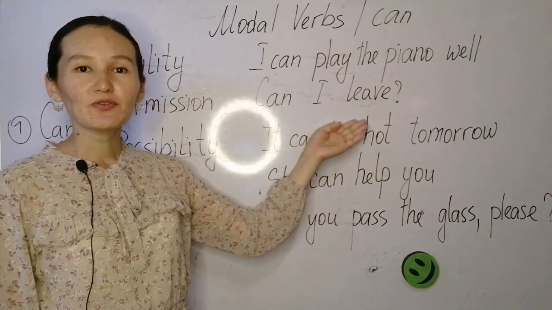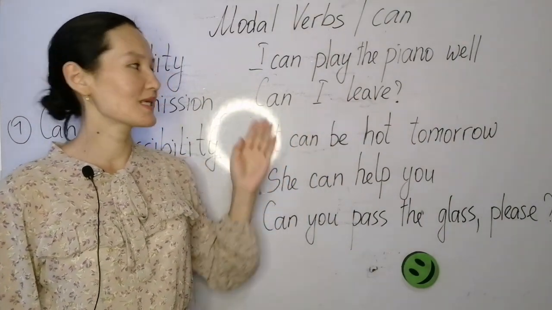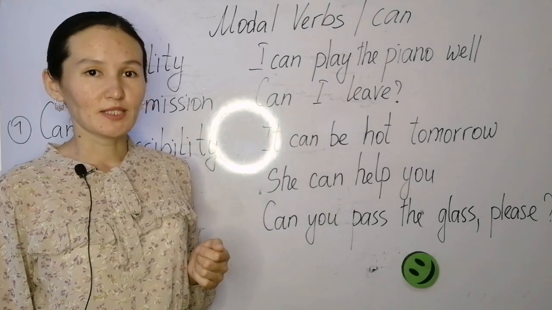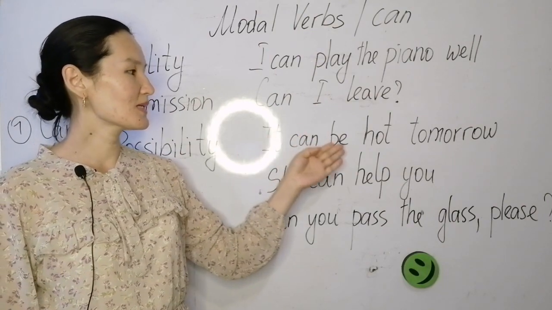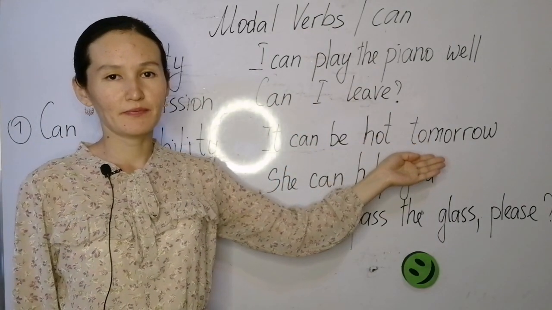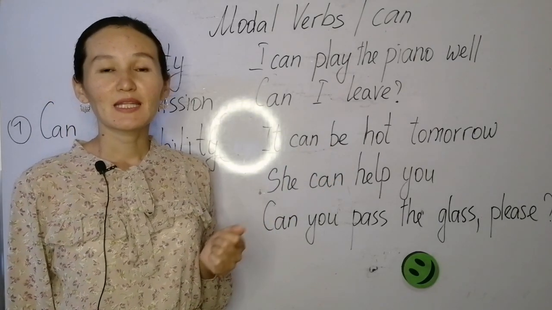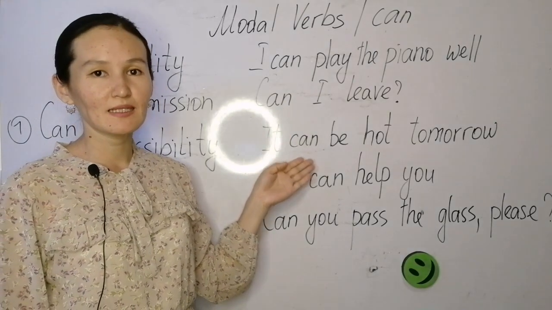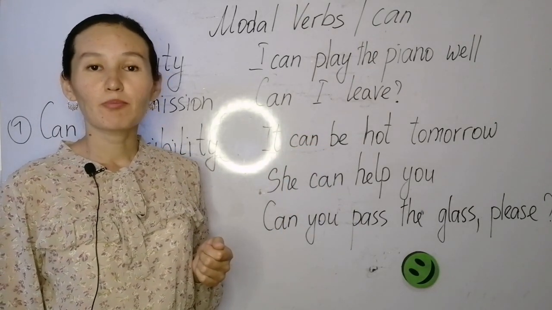Can I leave? So in this sentence, the modal verb is can. It actually talks about permission. Next sentence. It can be hot tomorrow. Can be. So it can be hot tomorrow. In this sentence, modal verb can and be talks about possibility.